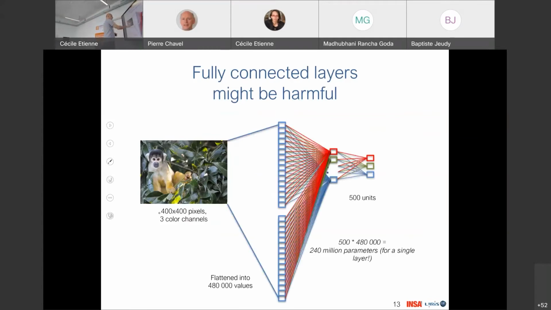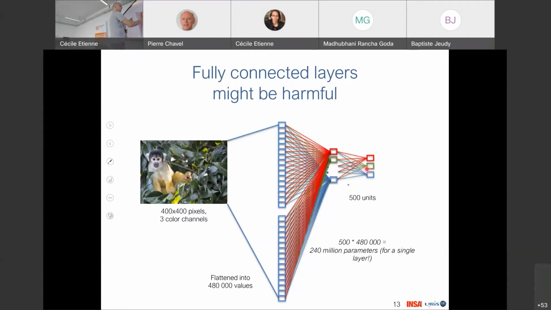So I'll take all these pixels here, and if my image is 400 by 400 pixels and 3 color channels, this gives me 480,000 values. So one input vector here with 480,000 values. Let's take a very small deep neural network with only 500 hidden units. So there is one connection for each combination of input value and unit. So we have 500 times 480,000 values. That's already 240 million trainable parameters. So remember that these are the parameters we need to find through learning. And if we have many parameters and not much data, that can be a problem.